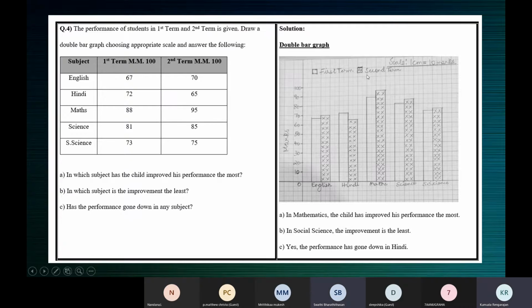Ma'am, the value of each subdivision is 1, ma'am. Correct. So here I have taken the scale 1 centimeter is equal to 10 marks. So 10 by 10, 1. Each subdivision, you will have to skip counting 1. Like between 70 and 80, there are 9 subdivisions. So 70, 71, 72, 73, 74, 75, 76, 77, 78, 79, and 80.